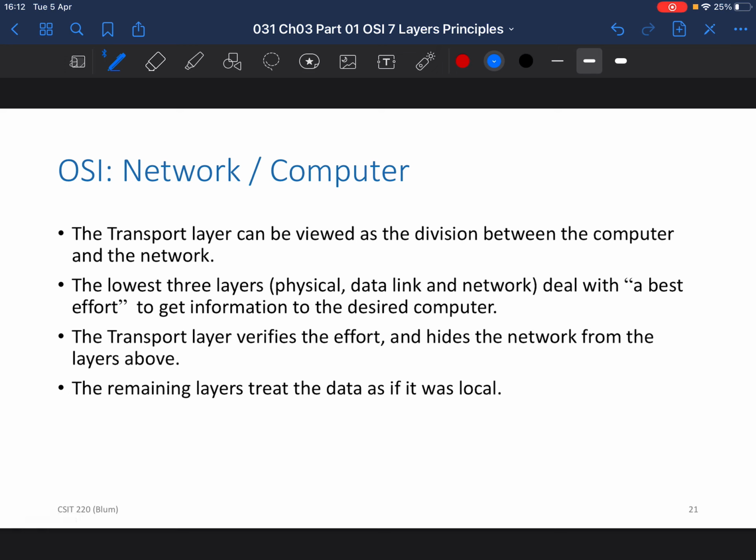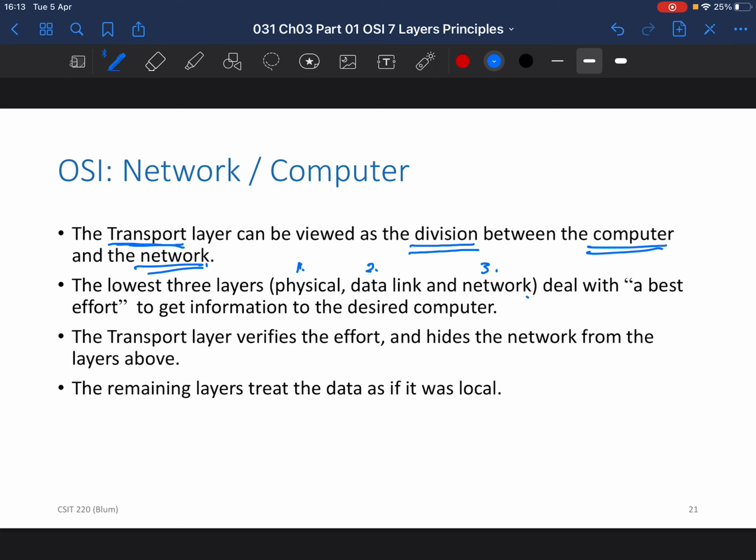In the OSI model, the transport layer can be viewed as the division between the computer and the network. So the transport layer, layer number 4 in the OSI model, can be seen as the division, the border, between the computer hardware and the network. The lowest 3 layers in the OSI model are the physical, number 1, data link, number 2, and network, number 3.